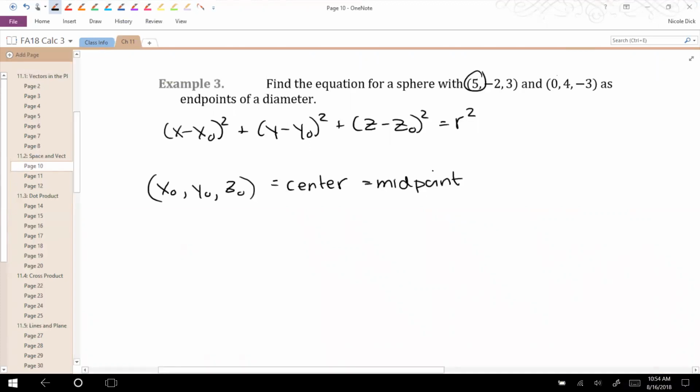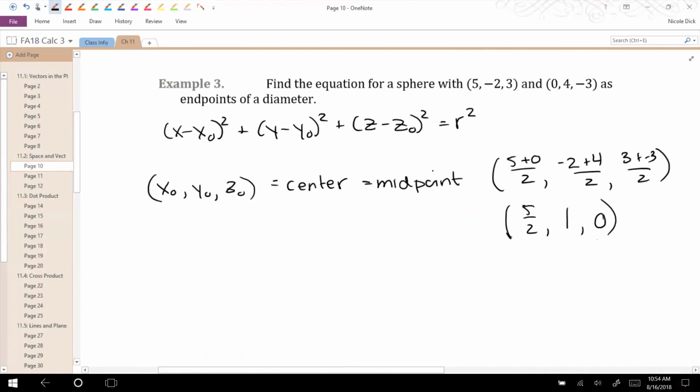So all we're going to do is add the x parts together and find essentially the average of the x's, find the average of the y's, and the average of the z values. So make sure you are adding 5 plus 0 and then dividing that by 2. So for the x component, we'll have 5 plus 0 divided by 2. For the y component, -2 plus 4 divided by 2. And for the z component, 3 plus -3 divided by 2. So we're just finding a bunch of averages. So we get 5 halves, 1, and 0. So there we go. Now we have a center. We can plug those 3 numbers into our equation, and we are almost done. What are we missing?